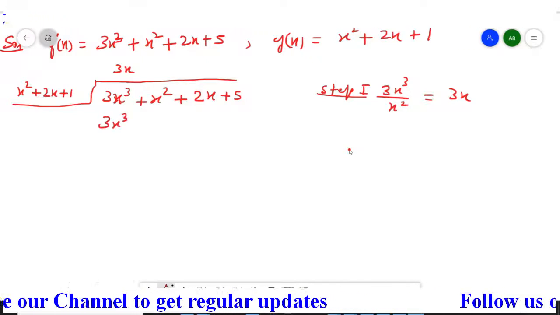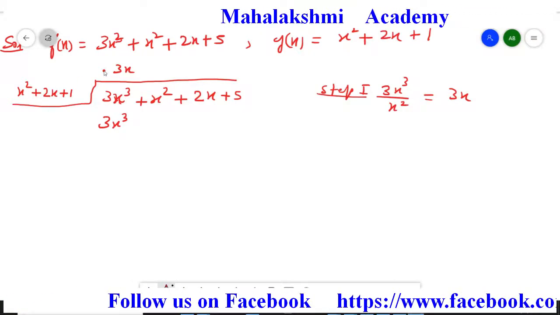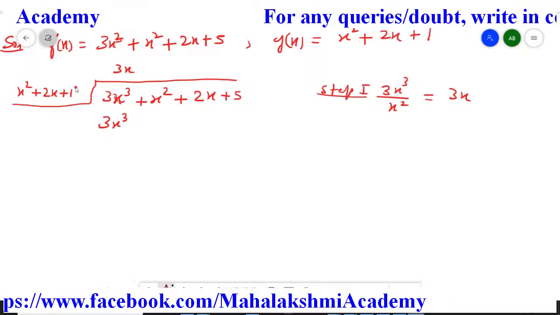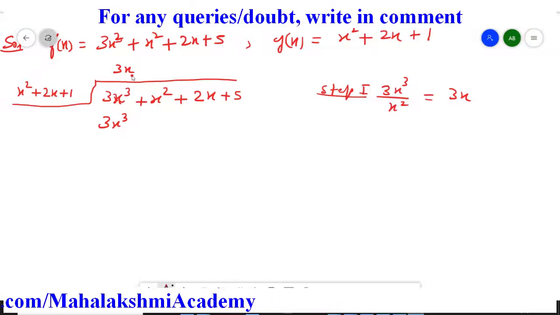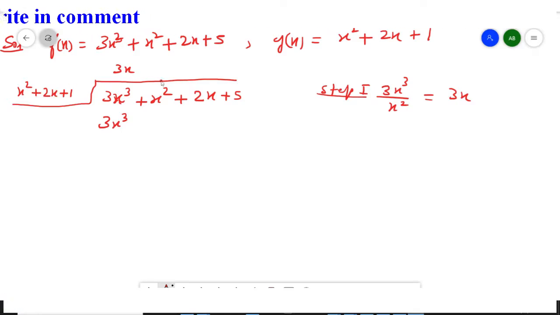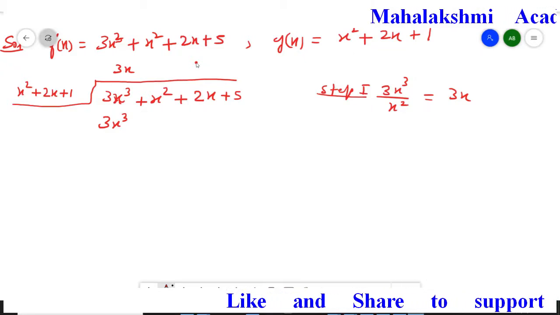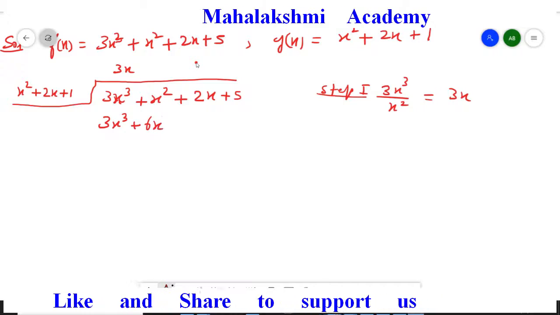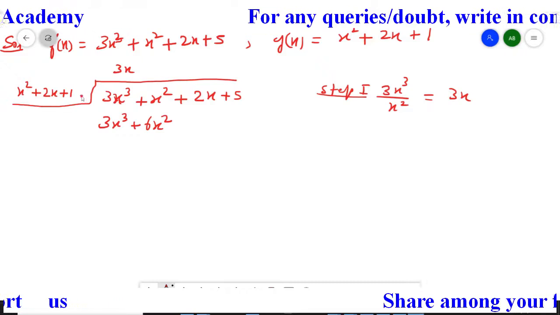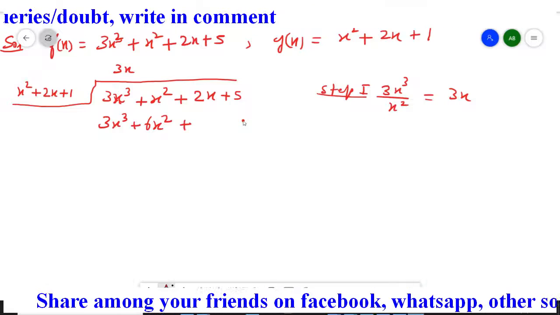Then this 3x you have to multiply by 2x. So 2x multiplied by 3x is 6x square, since x into x is x square. Now what sign? Plus into plus is plus. So you will get plus 6x square. Arrange the x square term under x square only. Now you have to multiply 3x by 1. So 3x multiplied by 1 is 3x, so we write here plus 3x.